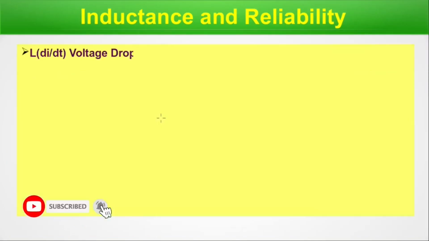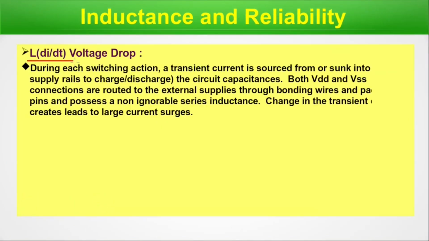Inductance and reliability. Inductance with L di/dt voltage drop. During each switching action, a transient current is sourced from or sunk into the supply rails to charge or discharge the circuit capacitances. In our basic circuit analysis, we have studied that the transient effect happens during the switching. Here also, transistors or MOSFETs are basically used as switches. So when signal switches from 0 to 1 or 1 to 0, transient current is sourced from or sunk into the supply rails to charge or discharge the circuit capacitances.